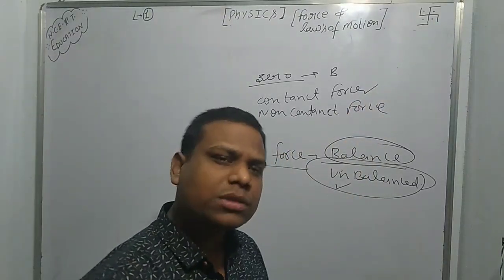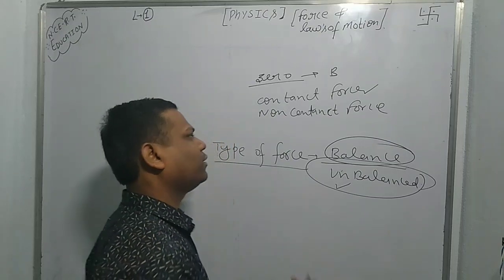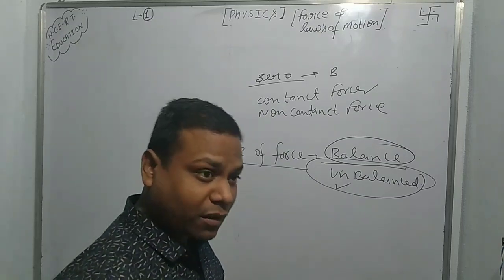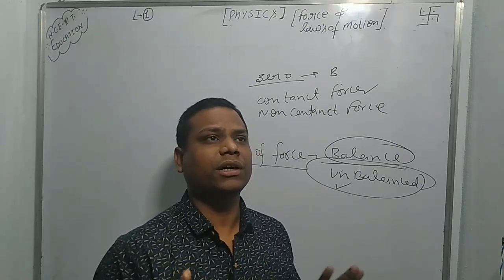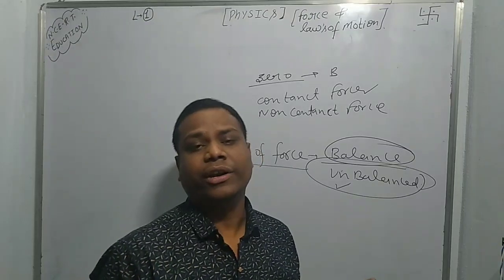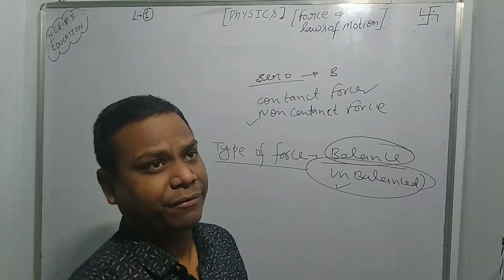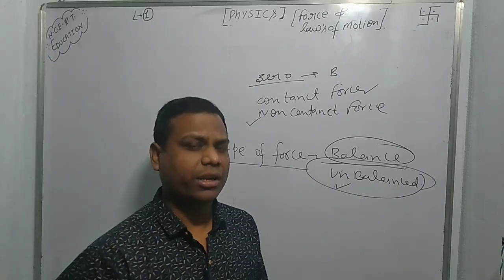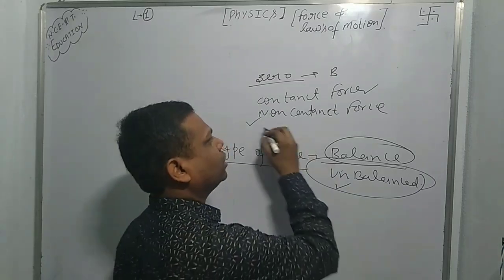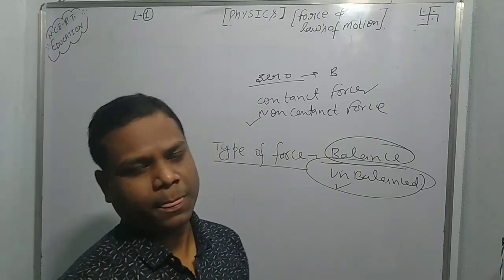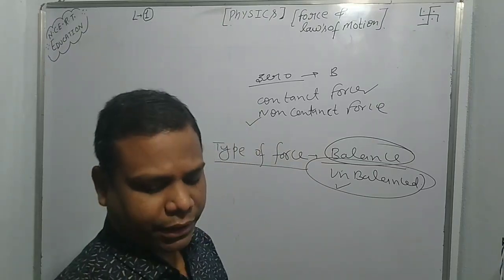And non-contact forces are when two or more than two objects are not directly in physical contact with each other, then it's said to be non-contact force. Magnetic force, gravitational force, electrostatic force are all non-contact forces. Okay students, is that clear?